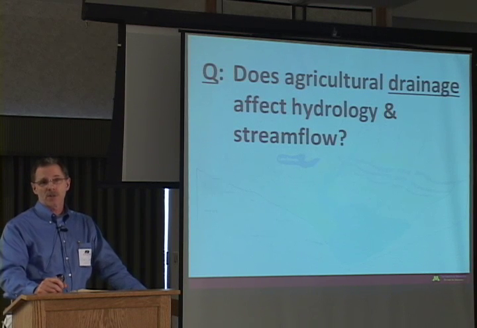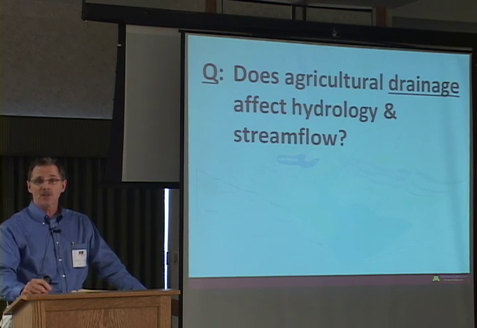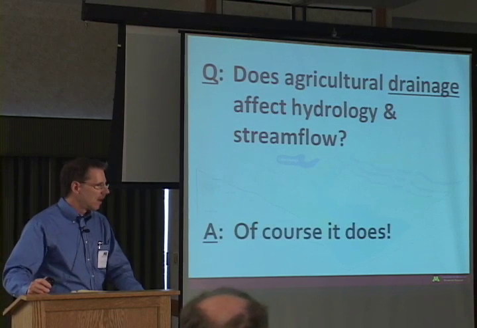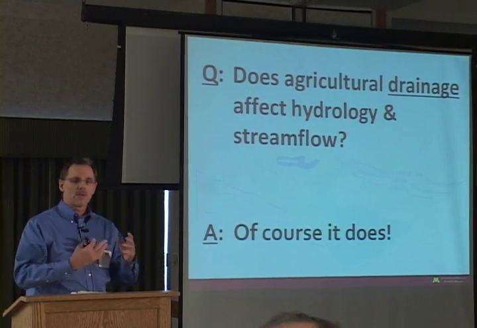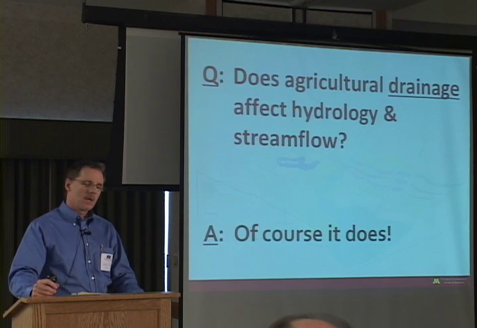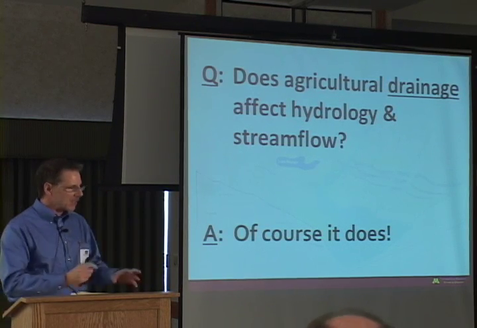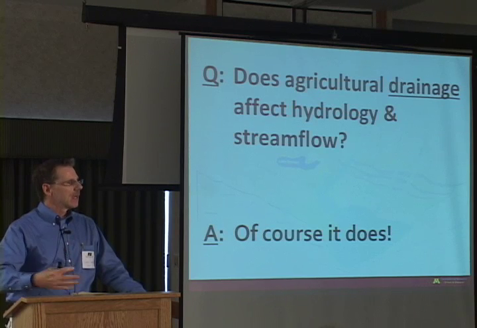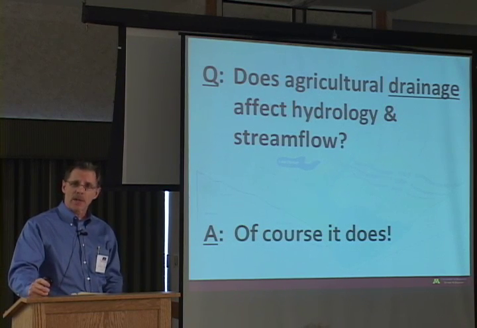What about agricultural drainage and its effect on hydrology and stream flow? First, just the general question, does it affect hydrology and stream flow? What do you think? A lot of heads nodding. Of course it does. This particular topic, agricultural drainage and stream flow, hydrology, flooding, there's literature going back at least 100 years on this topic. So the scientific community has been engaged in this particular area for a long, long time. There are some studies that I could point you to that would enlighten us all about some of the factors that come into play. But yes, agricultural drainage affects stream flow.